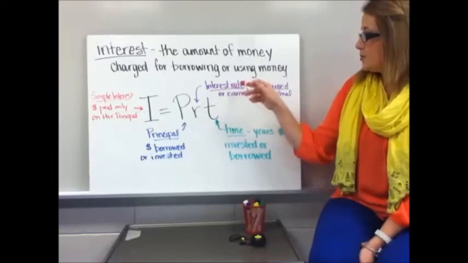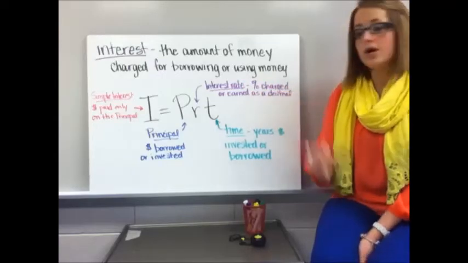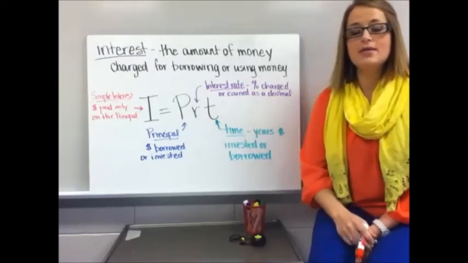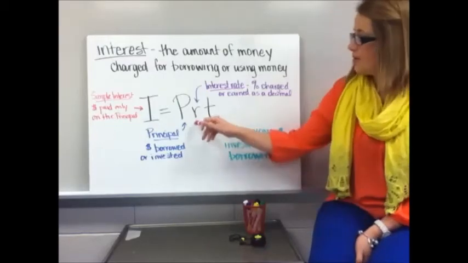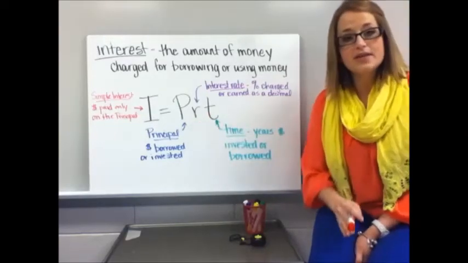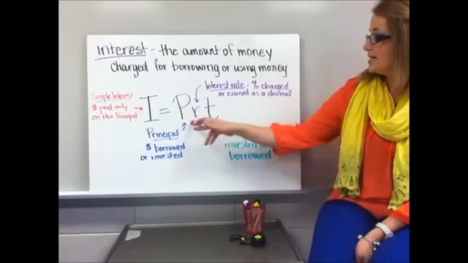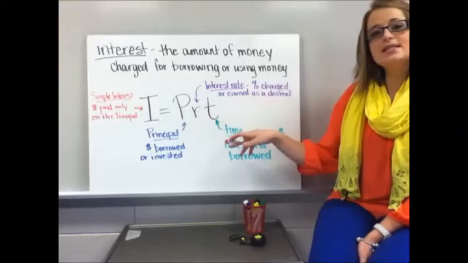R is the interest rate. It is the percent charged or earned as a decimal. So you might see a car commercial and they say that it's 2.4% interest. That would go right here. And you can remember from previous lessons that anytime you're using a percent in an equation, you write it as a decimal in there. And T is the time.